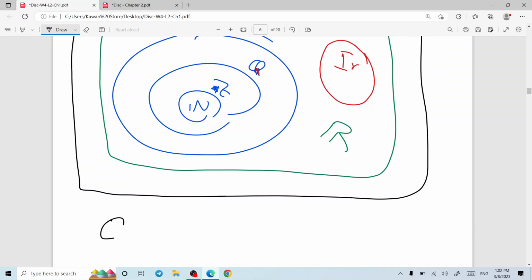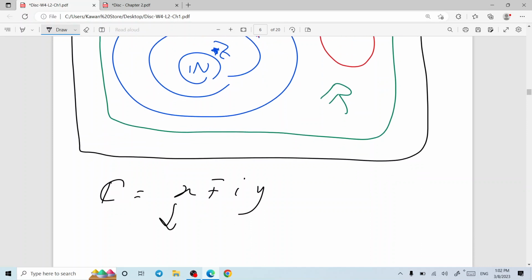A complex number can be described as x plus or minus iy. That one is the real part, meaning all real numbers are on one side, and that one is called the imaginary part. Understood? What is the imaginary part?